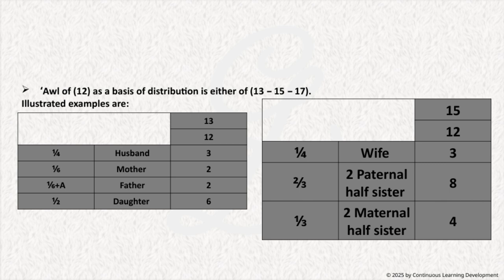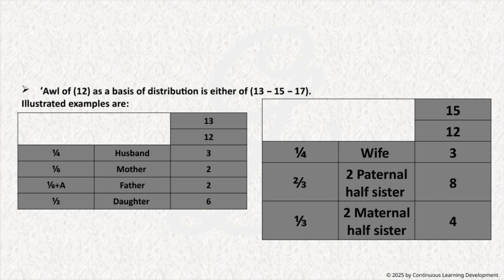Now, in the second table, the husband receives a quarter, just like the wife. The mother gets a 1/6, and the father also gets a 1/6 plus an additional amount, indicated as a plus A. The daughter is allocated half of the estate, which is quite significant. It's important to note that all these shares are based on the total of 12, which is our common denominator here. The key point is that the entire estate is divided according to these fractions, which are derived from Islamic inheritance laws. Also, the note mentions that the distribution for the 12 as a basis can be either 13, 15, or 17.